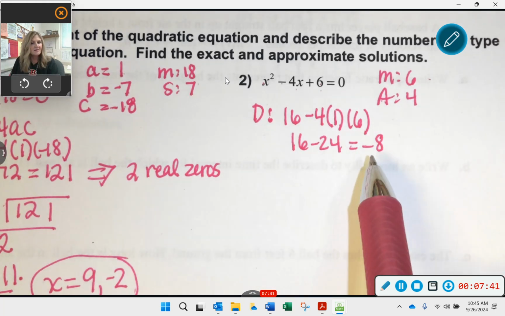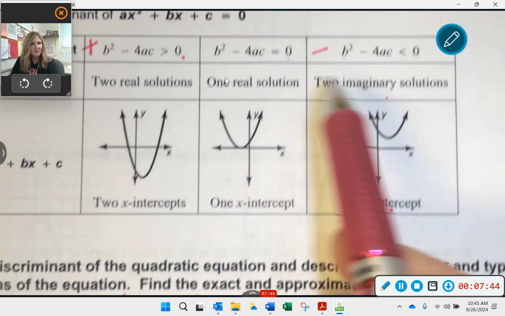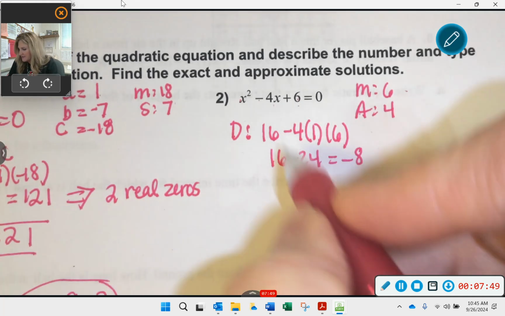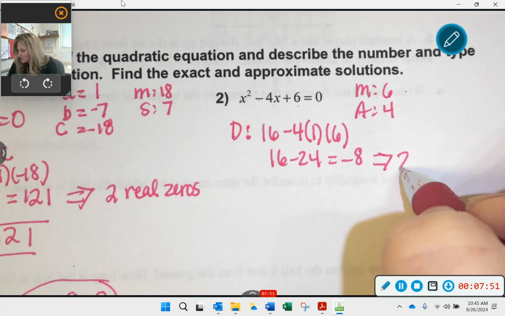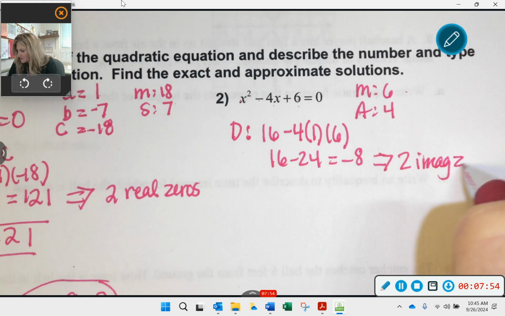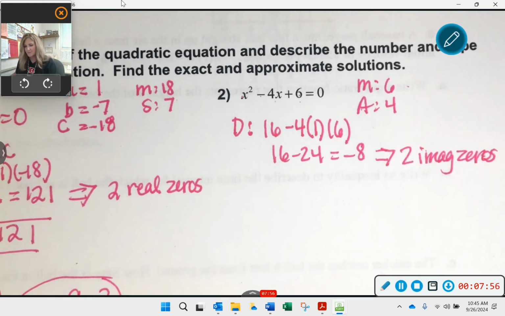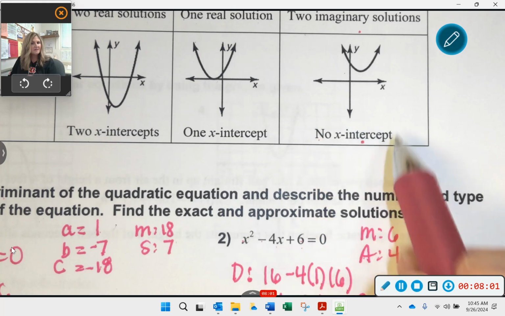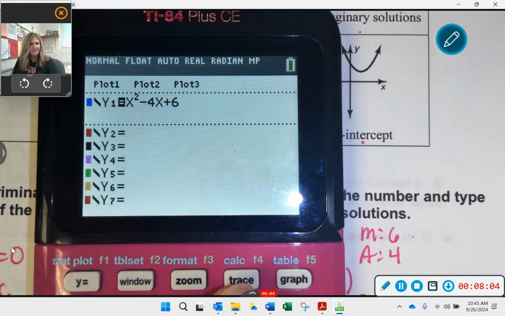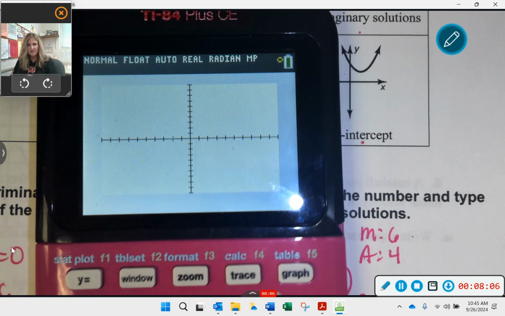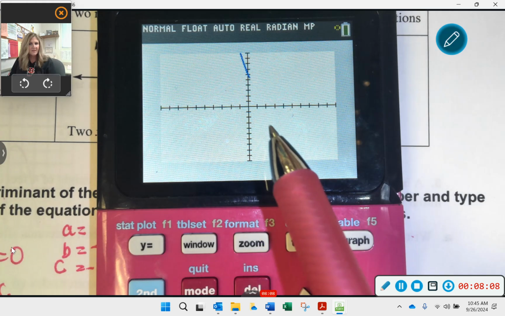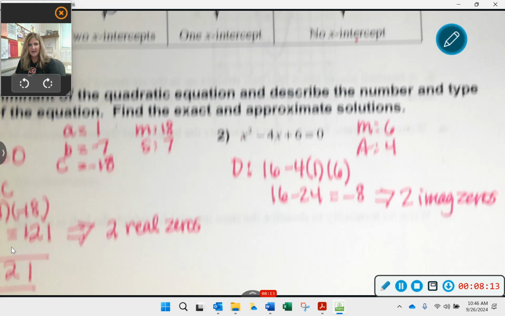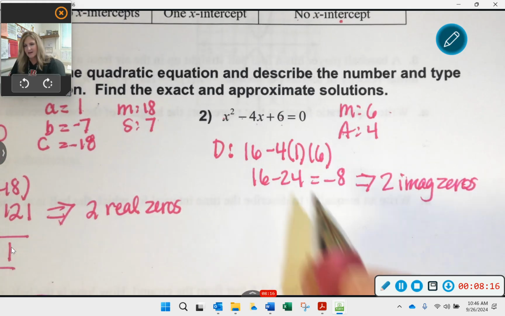So what does that tell us about the types of zeros we have if we have a negative discriminant? Two imaginaries. So we have to have two imaginary zeros or solutions. What should it also mean? That we have what? No x-intercept. I happen to have this typed in for us. Let's take a look at it. Here's that function. Does it have any x-intercepts? No. All right. Let's finish this now with the quadratic formula.